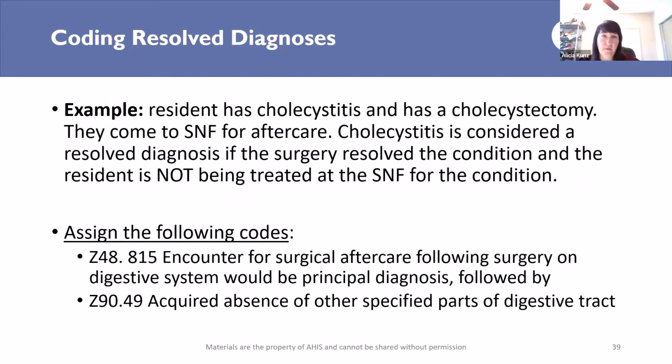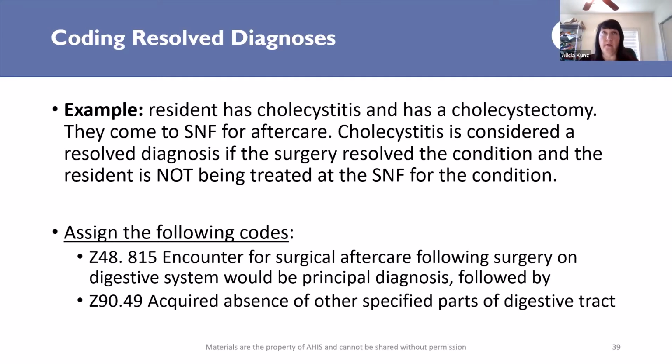So here's an example of coding a resolved diagnosis. The patient has cholecystitis. They go to the hospital with abdominal pain. They've determined they have cholecystitis, and the hospital treats them with a cholecystectomy. They remove the gallbladder. They then come to you at your SNF for further care. Cholecystitis is no longer an issue once they've come to you because they have resolved that condition by removing the gallbladder. We are not treating the cholecystitis anymore.